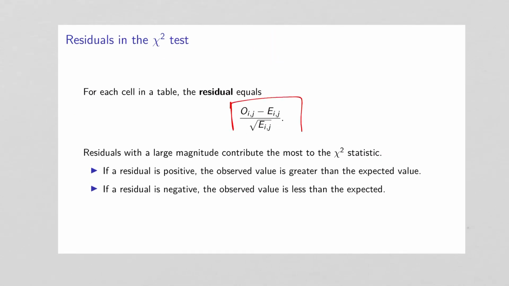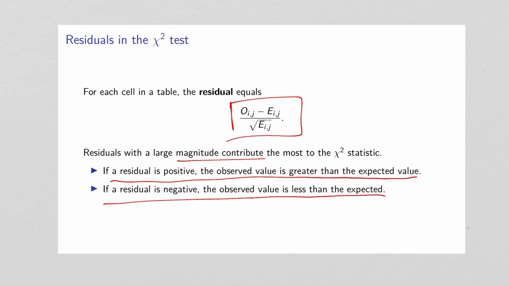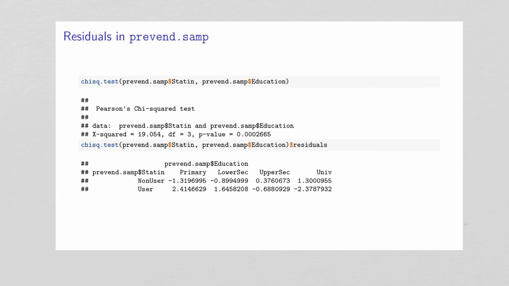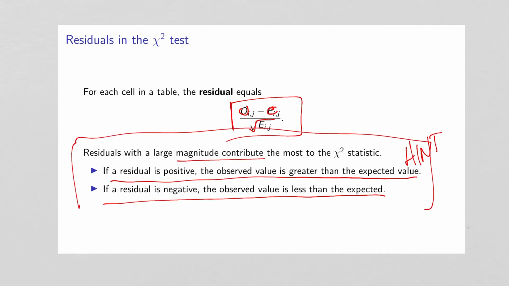And then we also do the residuals because we want to see the magnitude of the effect. If a residual is positive, the observed value is greater than the expected value. If it's negative, the observed value is less. Hint for your final exam: you do the chi-square test, the p-value, and then you do the residuals, and here they are. Don't worry too much about this, just know what they mean.